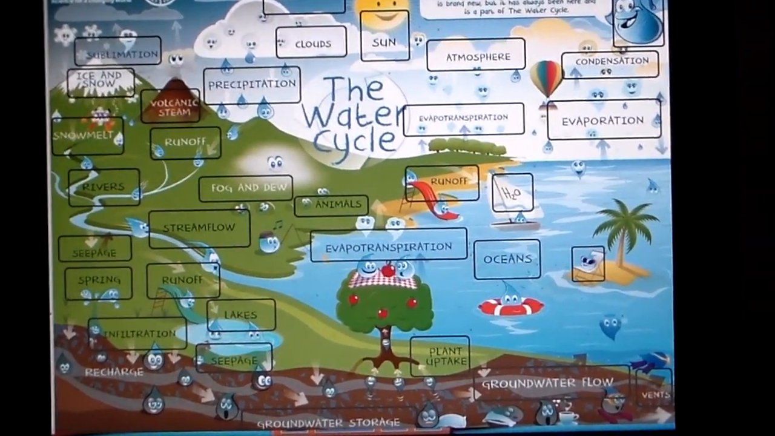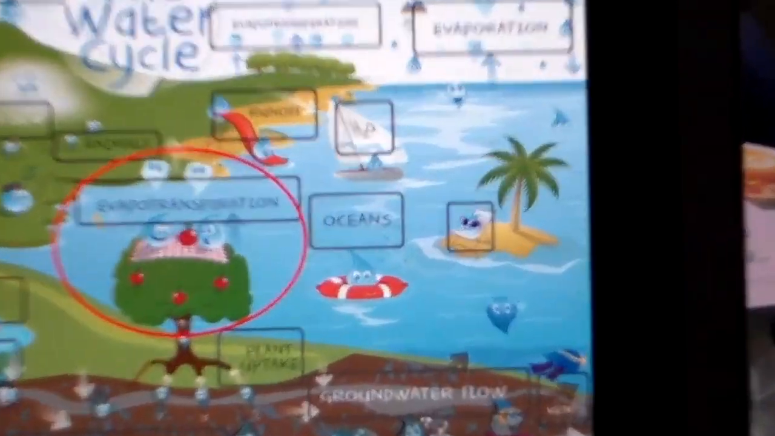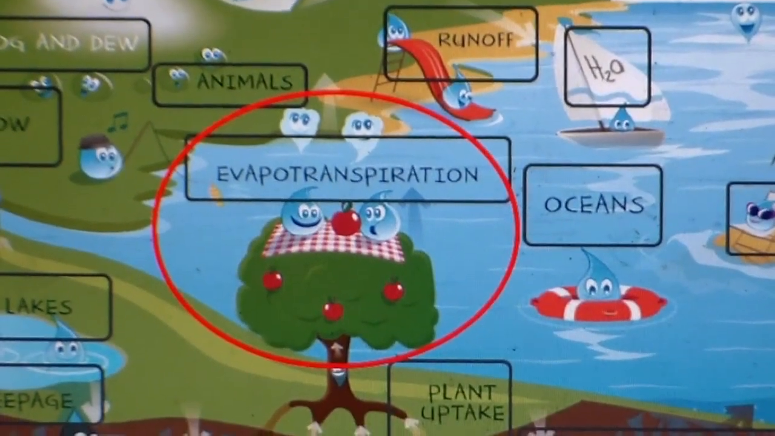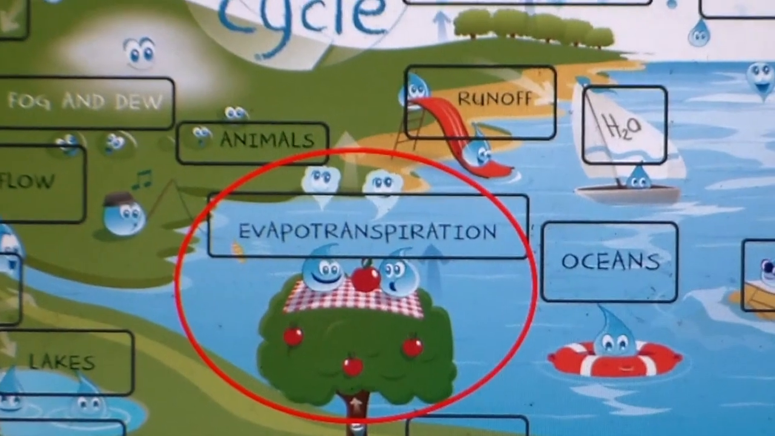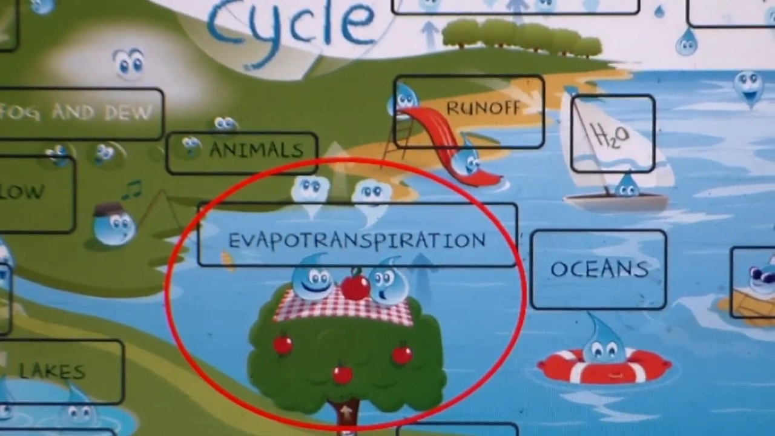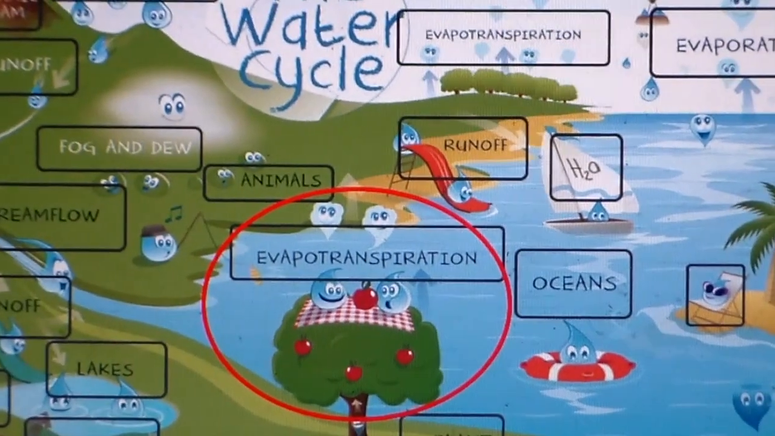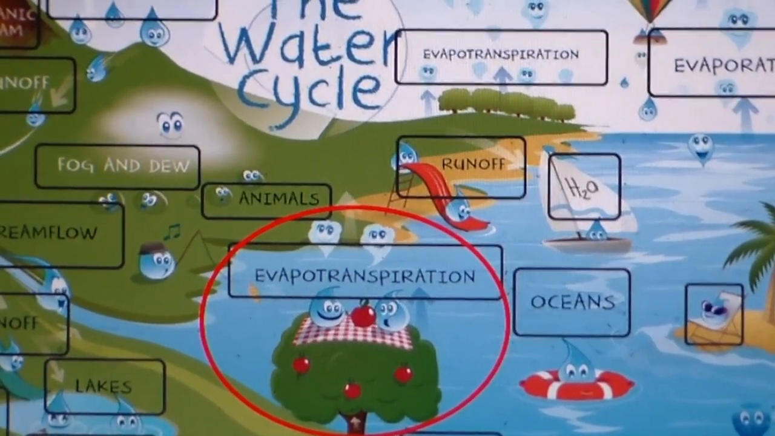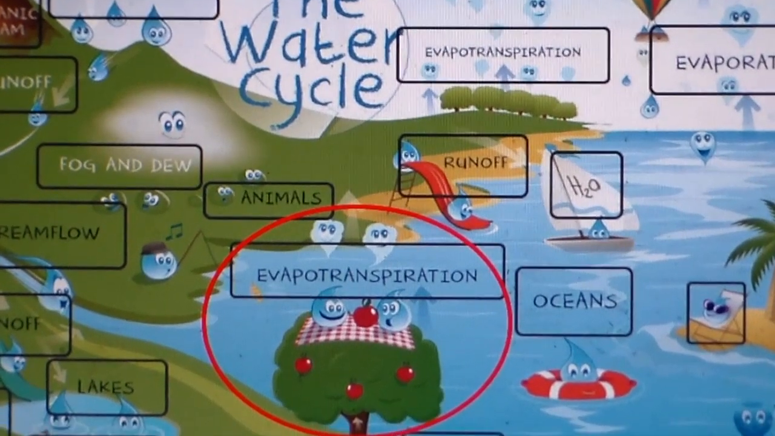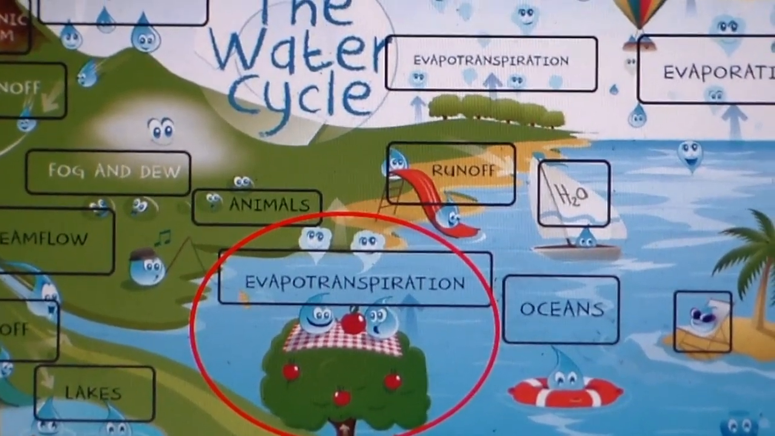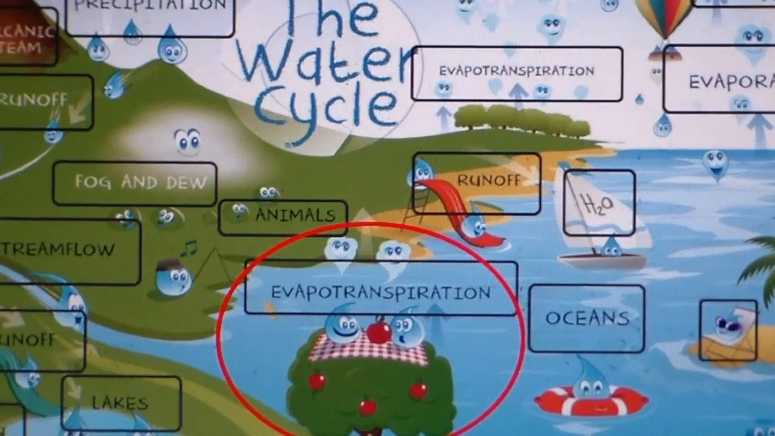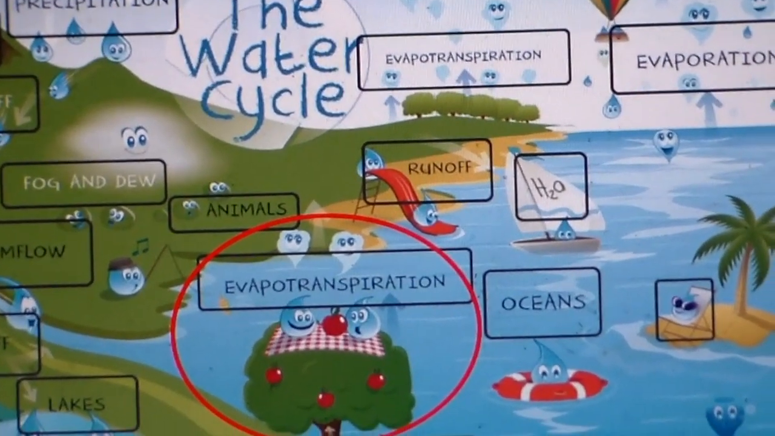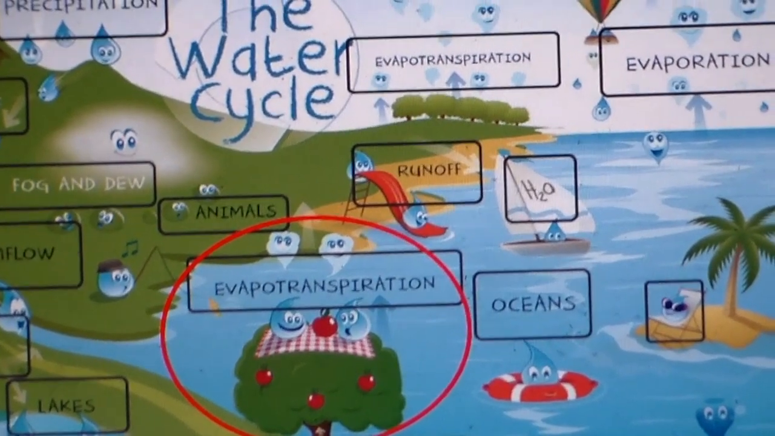But the part that we're going to focus in on today is this part here, where you can see the tree with the little raindrops having a picnic on top of it. It's a part of the water cycle called evapotranspiration. Although it's a little more complex, I find that this is a very important part of the water cycle, especially because it connects what we did in first semester when we talked about living things. It helps connect the water cycle to living things. And so we're going to focus on evapotranspiration today.